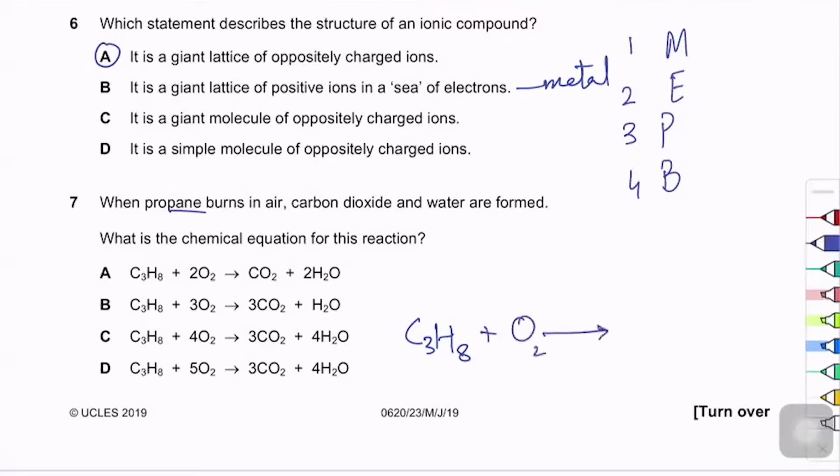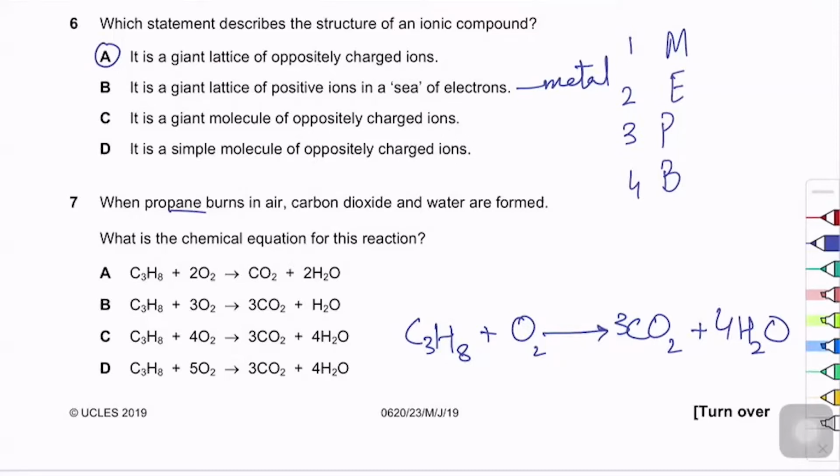Okay. You're producing carbon dioxide. Yes. You're producing water. Yes. I told you a trick to balance this equation. The number of carbons determines the number of carbon dioxide, and the number of hydrogens tells me half the water. So I have 8 hydrogens, so 4 water. So 3, 4. That means it's going to be C or D.